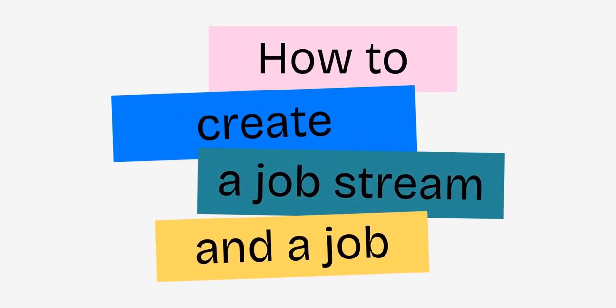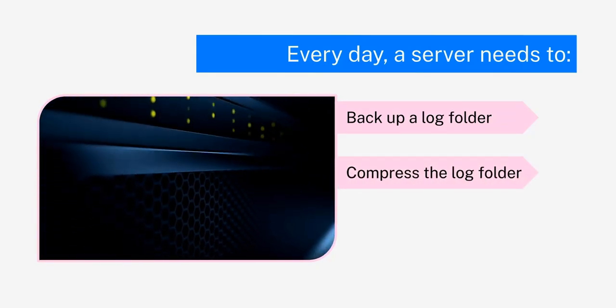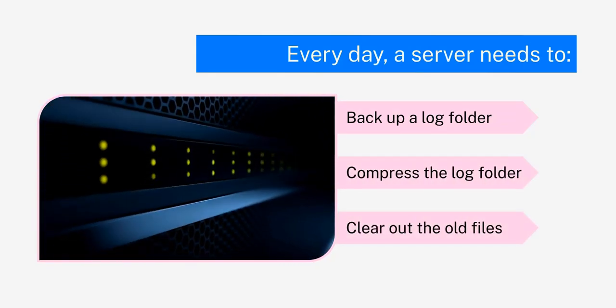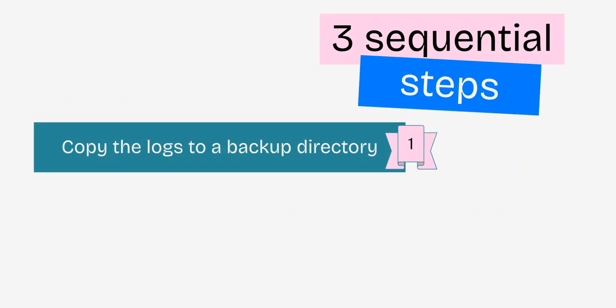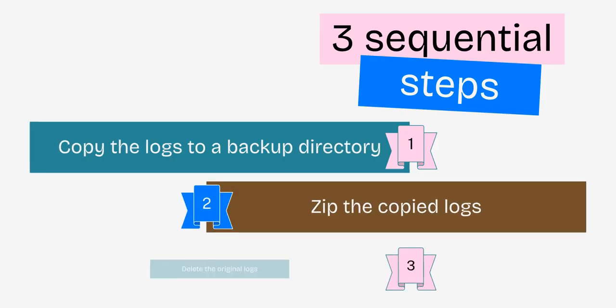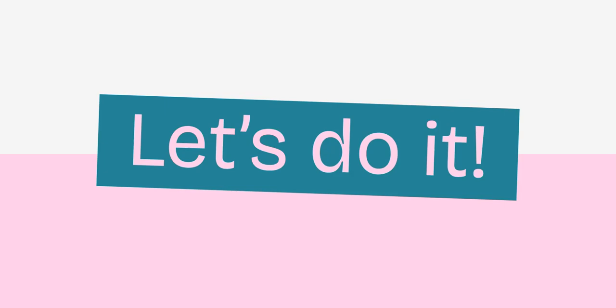In this video, we'll show you how to create a job stream and its jobs using a practical example. Let's take a common daily scenario. Every day, a server needs to back up a log folder, compress it, and clear out the old files to save space. To do this safely, we need 3 sequential steps. Copy the logs to a backup directory, zip those copied logs, and finally, delete the original logs. Let's see how to make this flow real.